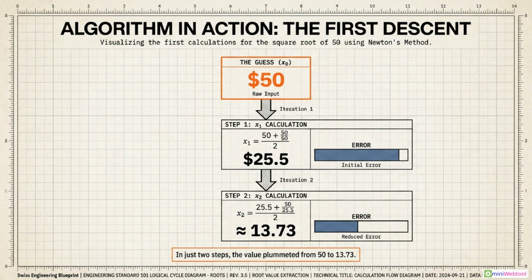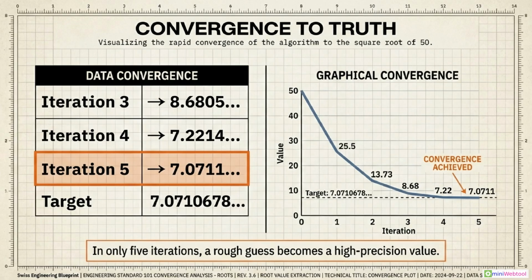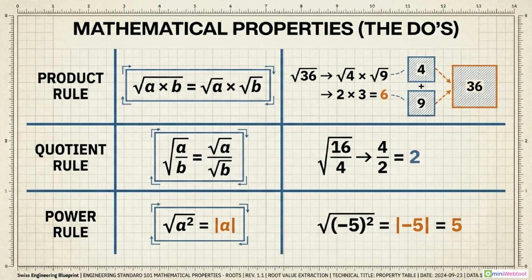To visualize the algorithm, let's find the square root of 50. Starting with 50 as our guess, the first iteration dramatically reduces the error to 25.5. The second step further refines this to 13.73. The process shows rapid convergence. In just 5 iterations, the rough initial guess of 50 achieves a high precision value, closely matching the target root of 7.0710678.